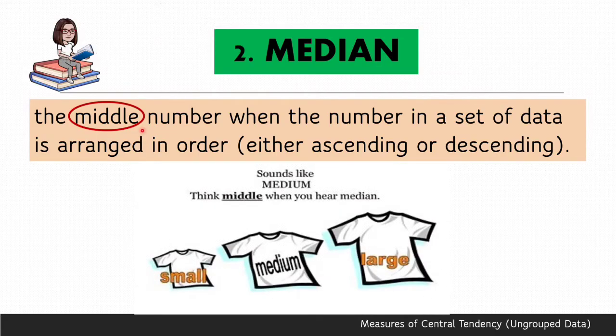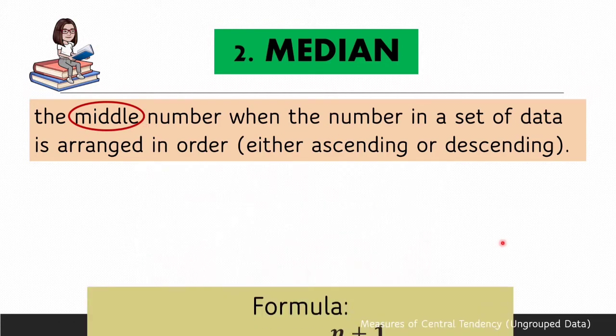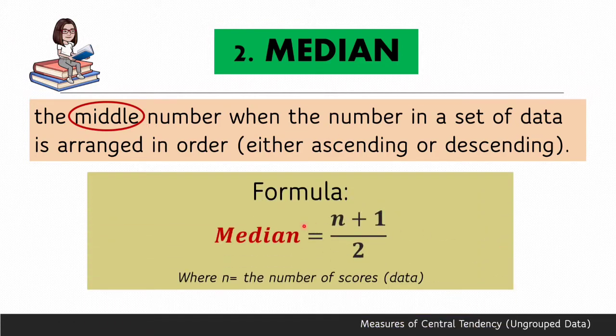And I have a study tip for you. Median sounds like medium, as in the sizes of your t-shirt, small, medium, large. So median sounds like medium. Think middle when you hear the word median. Middle is the median. Next, to get the median, you may use this formula: n plus 1 divided by 2, where n is the number of scores or the number of data.